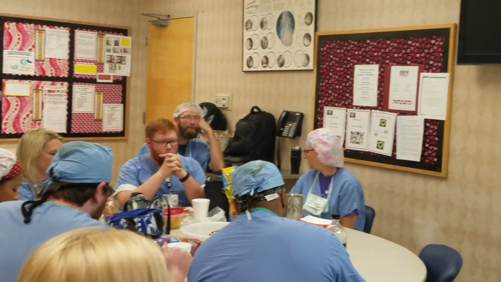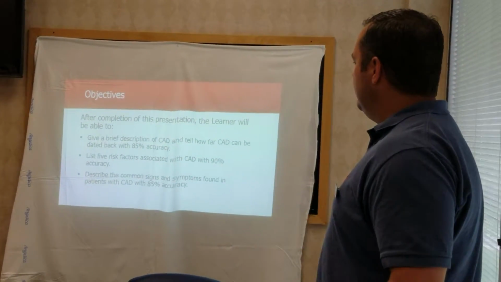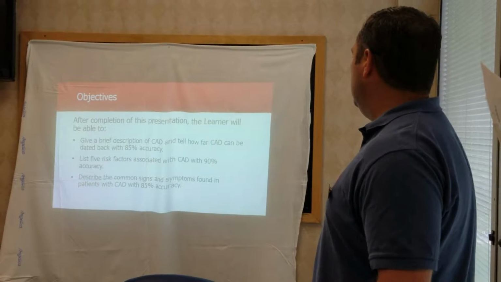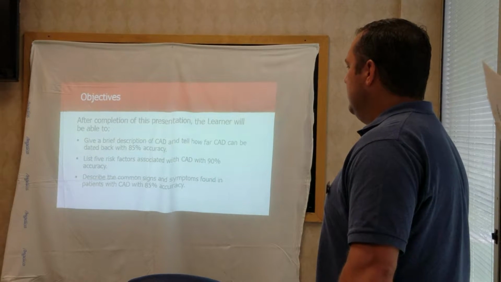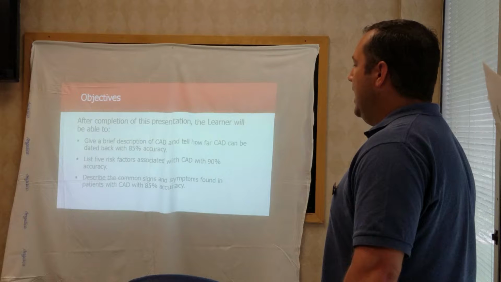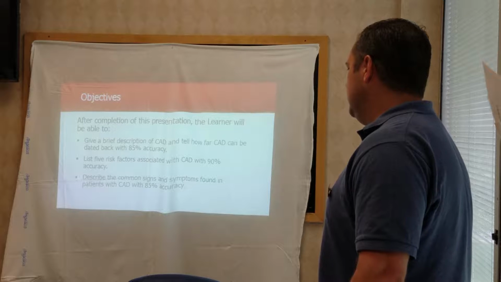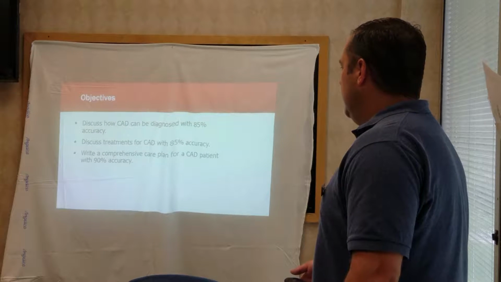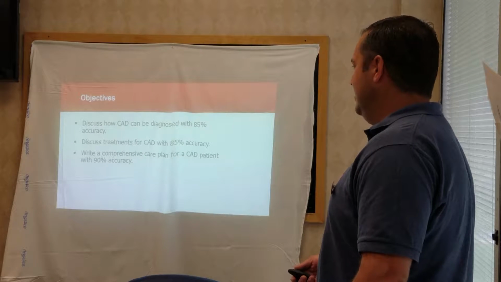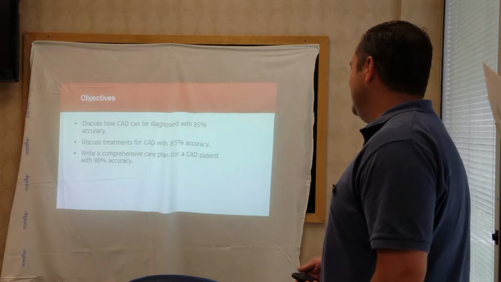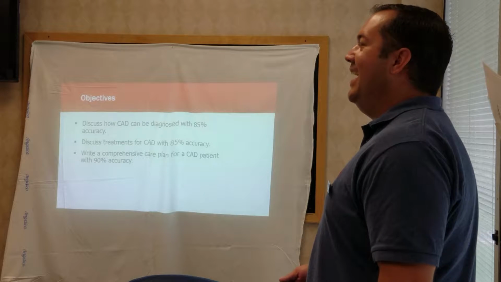We've got some objectives we hope you can meet when we get done with this. We want you to be able to give a brief description of coronary artery disease and tell how far it can be dated back with 85% accuracy. List 5 risk factors with 90% accuracy. Describe the common signs and symptoms with 85% accuracy. Discuss how coronary artery disease can be diagnosed with 85% accuracy. Discuss treatments with 85% accuracy. Write a comprehensive care plan for a coronary artery disease patient with 90% accuracy.